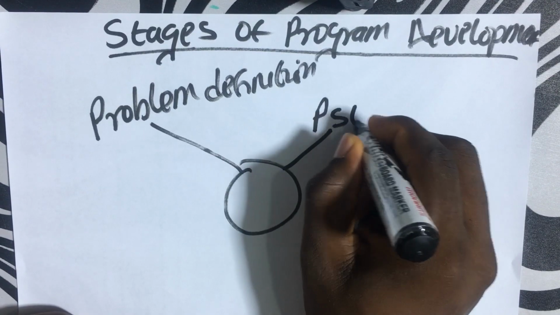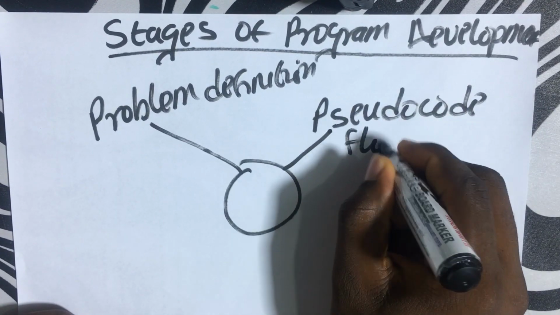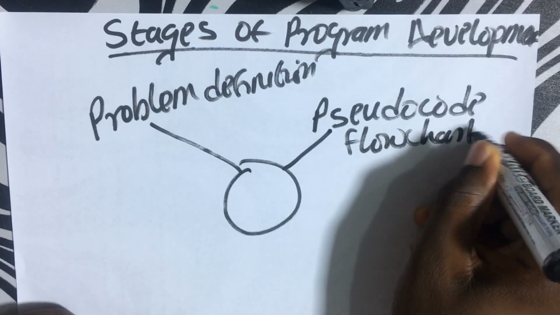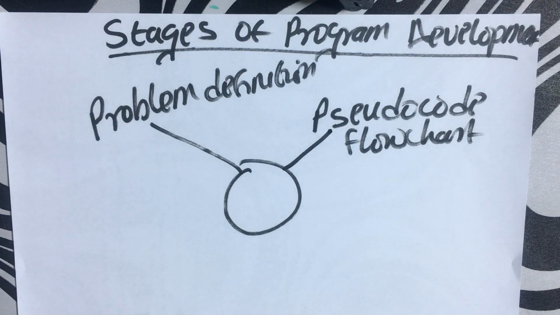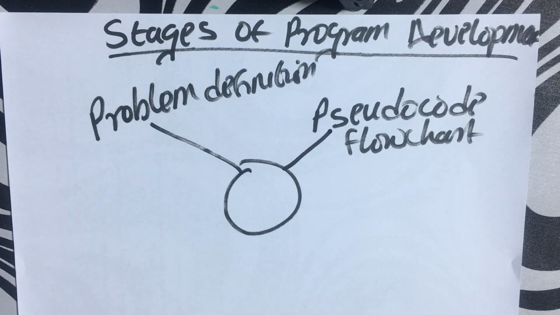And then we have the pseudocode and flowcharts. Now, after the problem has been defined, after the programmer knows what the problem is and he wants to solve this problem, what is the next step? The next step takes the programmer to the pseudocode and flowchart. He has to do what? Create a step-by-step way of solving this problem.